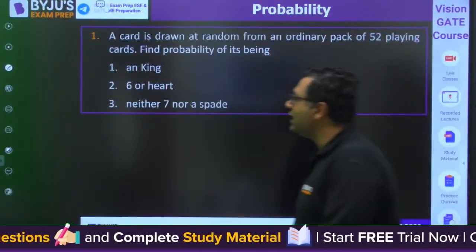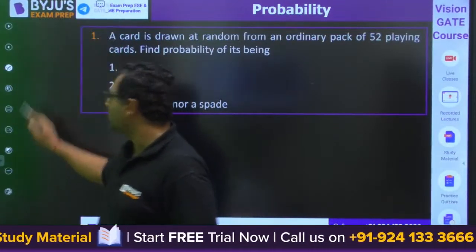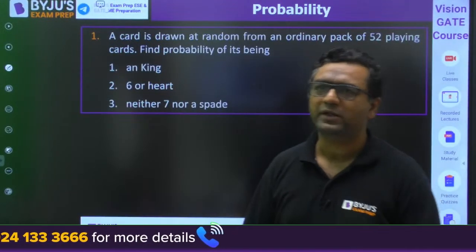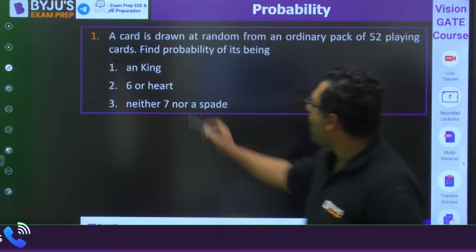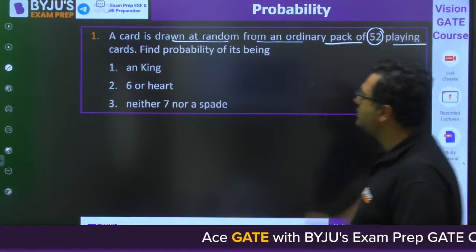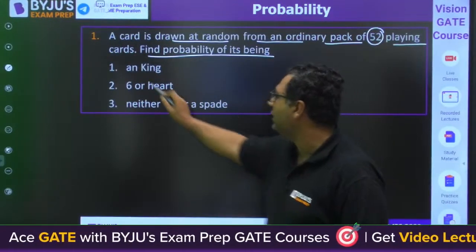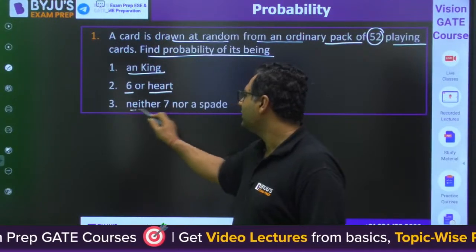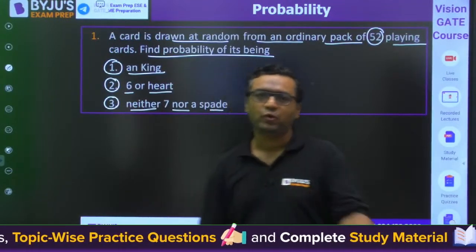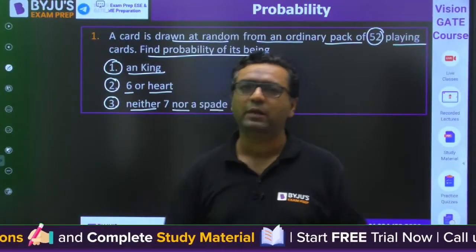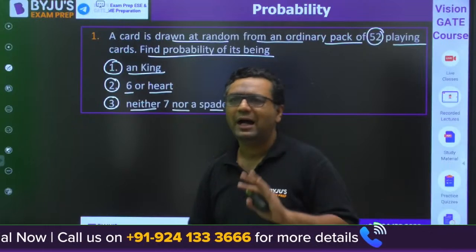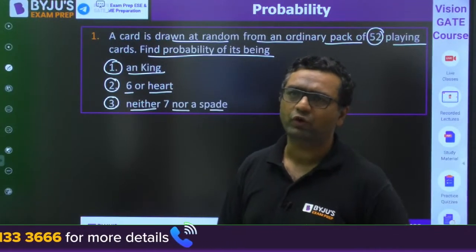So guys, now we are solving the questions. Because we have already discussed the concept in the very first class, we are left with the questions on this topic. Jitesh, good evening. A card is drawn at random from an ordinary pack of 52 playing cards. Find the probability of its being a king, 6 or heart, neither 7 nor spade. These are 3 questions. We are starting with card problems, then we will move on to conditional probability problems, then we will see Bayes theorem and total probability, and with this we will complete today's session. I am having around 17-18 questions today for you.